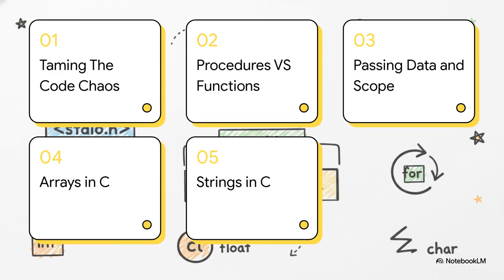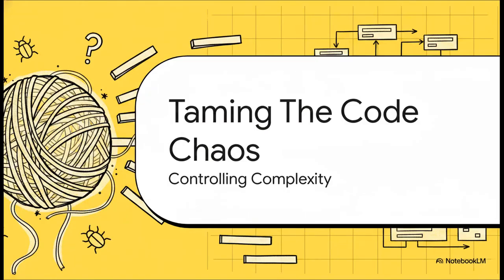2, procedures versus functions. 3, passing data and scope. 4, managing multiple items with arrays. And wrapping up with number 5, strings, which are basically a character train. Let's jump right in. Section 1.